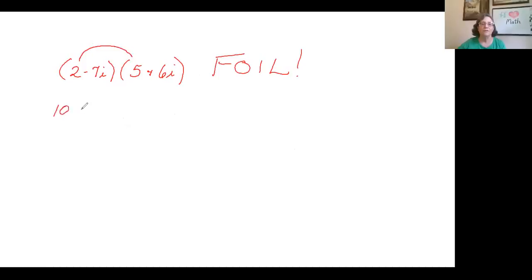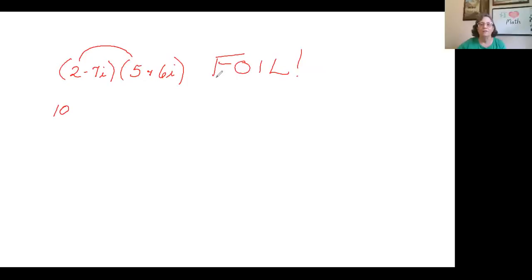Let's look at something like 2 minus 7i times 5 plus 6i. What do you think? What do you always do when you have 2 terms times 2 terms? FOIL it out, right? So 2 times 5, our first, is 10.